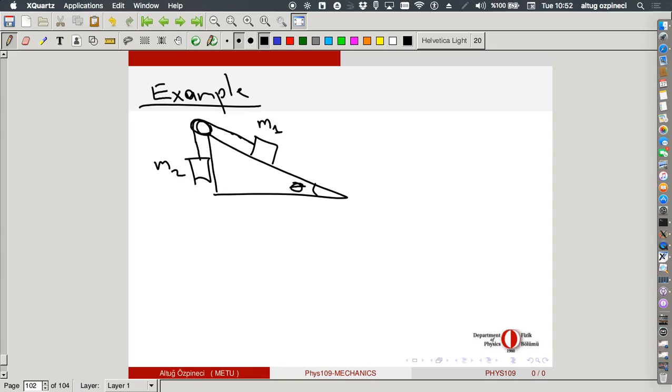So let's see. First, we have to draw the free body diagram. That's always what you have to do first. Here, in this case, we have two masses, m1 and m2, so we will have two free body diagrams. The pulley we will assume is massless, and the string is massless. So we have this mass m1, and this is the other mass m2. There's no friction.